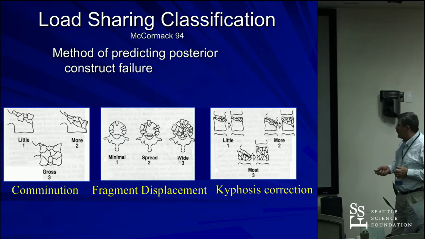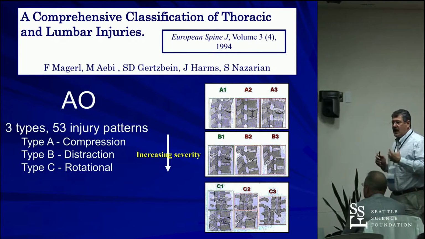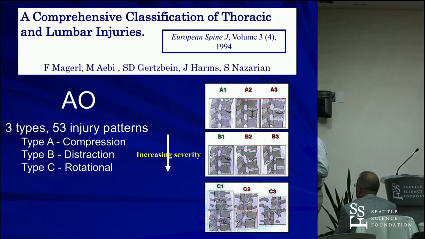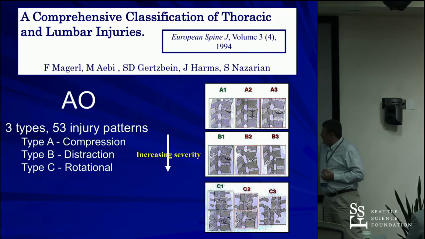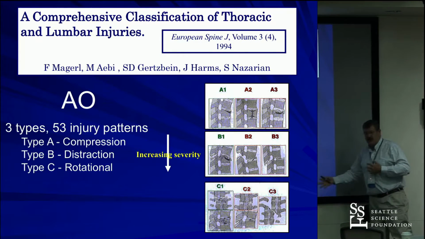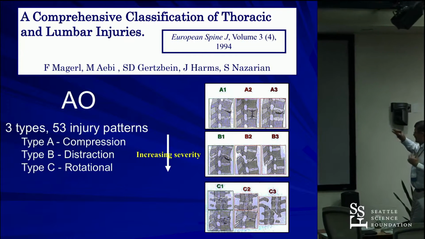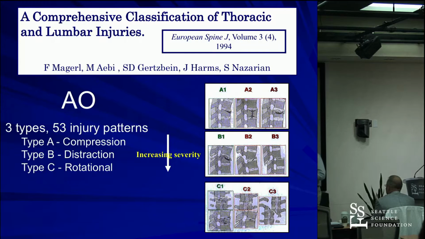The concept's still important, although it takes on less role. Again, at the same time, the AO, in AO fashion, created a classification based on ABC. A's were axial loading injuries, B were sort of flexion distractions, and C were the fracture dislocations. If they had probably left it at that, it would be okay, but then they made sub-classifications, 53 injury patterns.